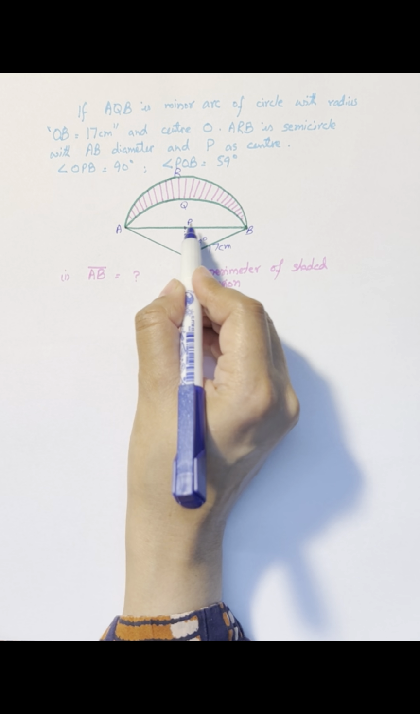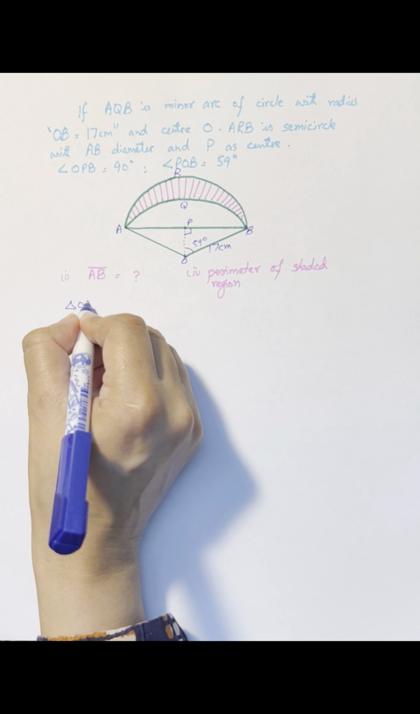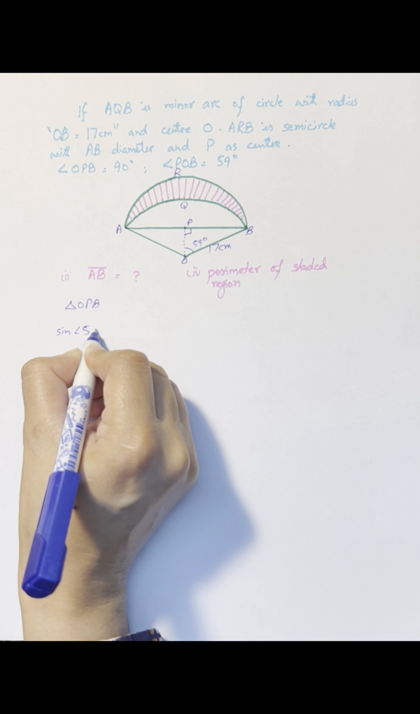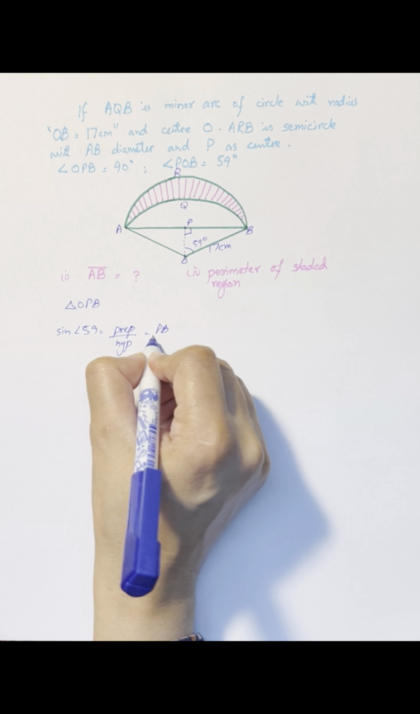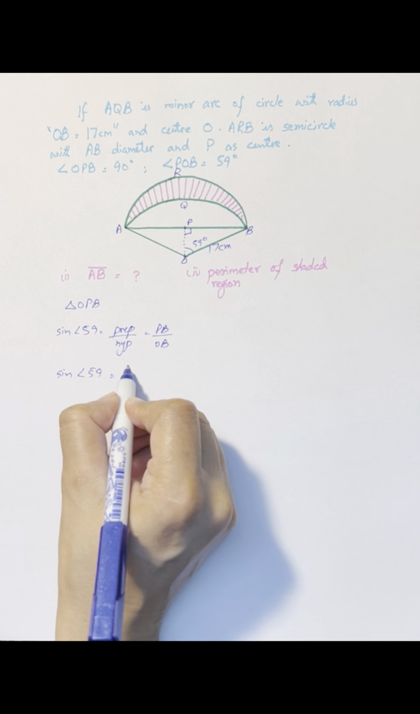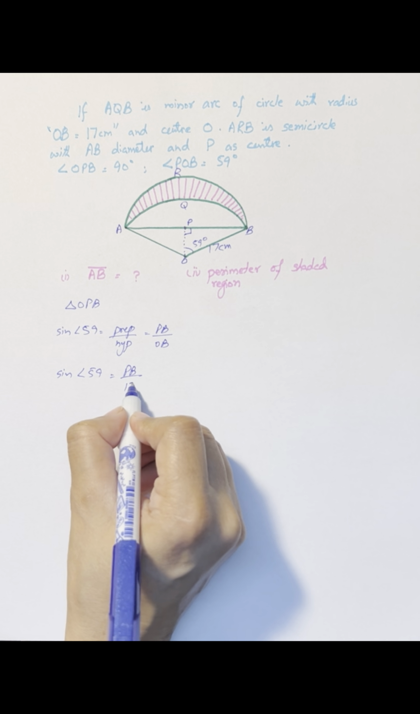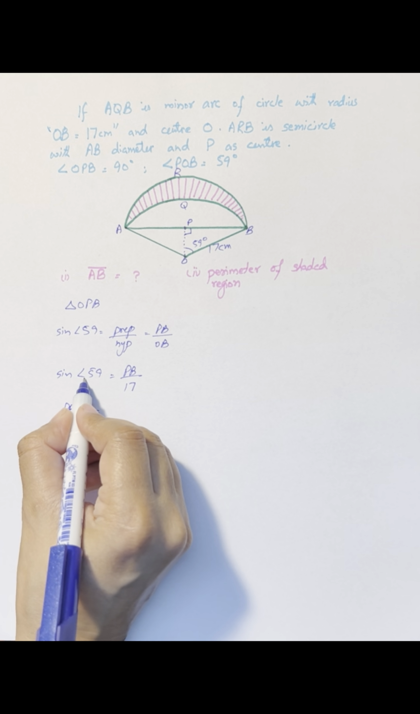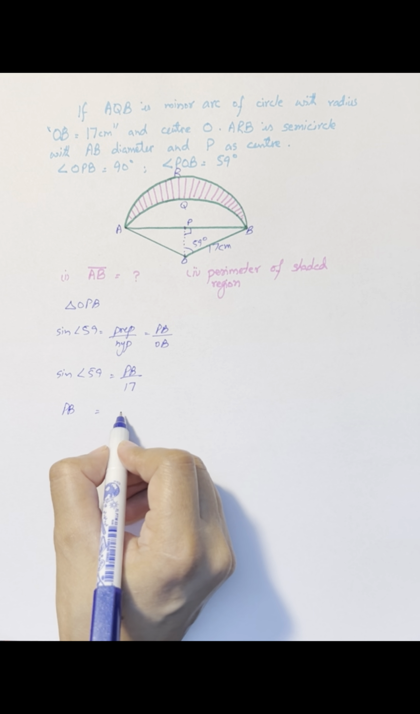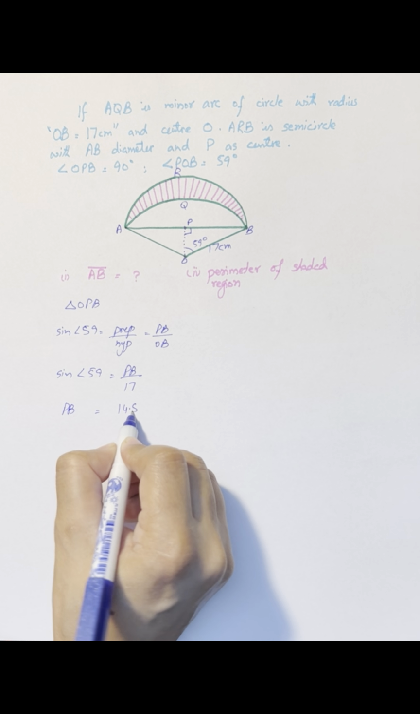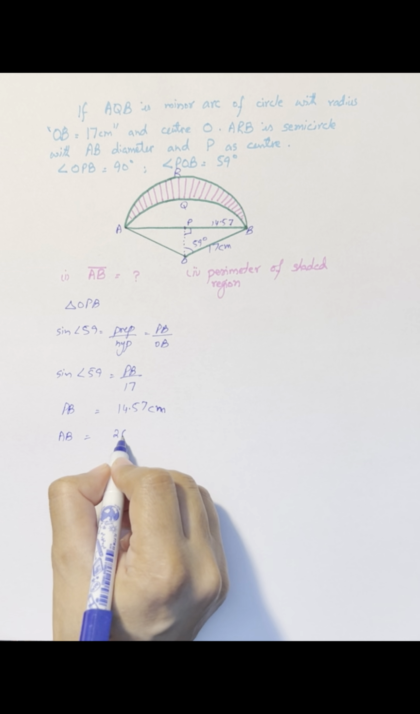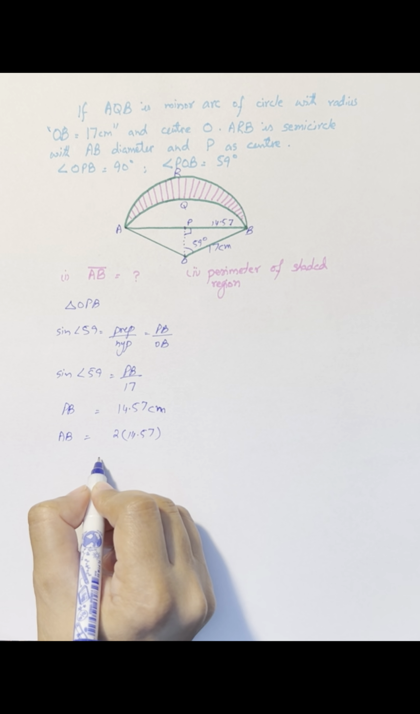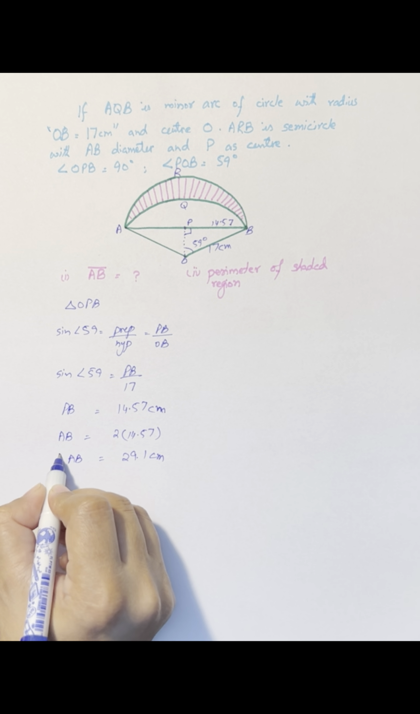First of all, we should find the length of PB in triangle OPB. Sin 59 degrees equals perpendicular over hypotenuse. Perpendicular is PB and hypotenuse is OB. This equals PB over OB, which is 17 centimeters. PB equals sin 59 degrees into 17, the answer is 14.57 centimeters. So PB equals 14.57 centimeters and we have to find the length of AB. Length of AB means diameter, which equals 2 into this length, which is 29.1 centimeters. This is our one answer.